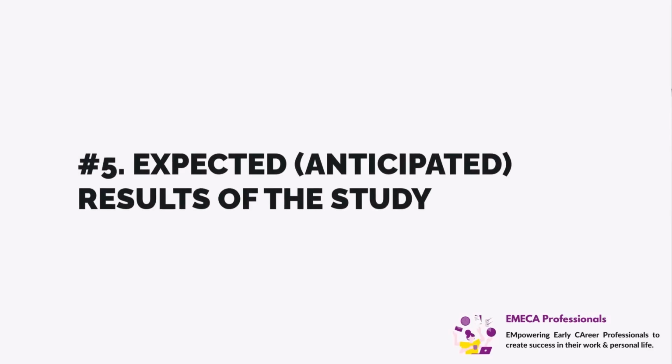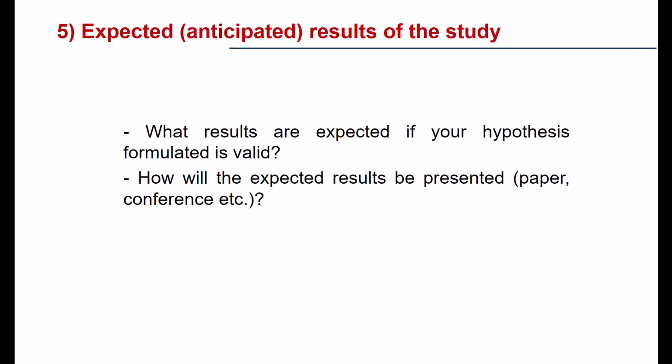The fifth component of a proposal is the expected or anticipated results of the study. And here you just want to indicate what results you would expect if your hypothesis that you formulated is valid, and also how the results would be presented. Will it be in the form of a paper, or would it be disseminated in a conference? So this is just the expected results of the study.